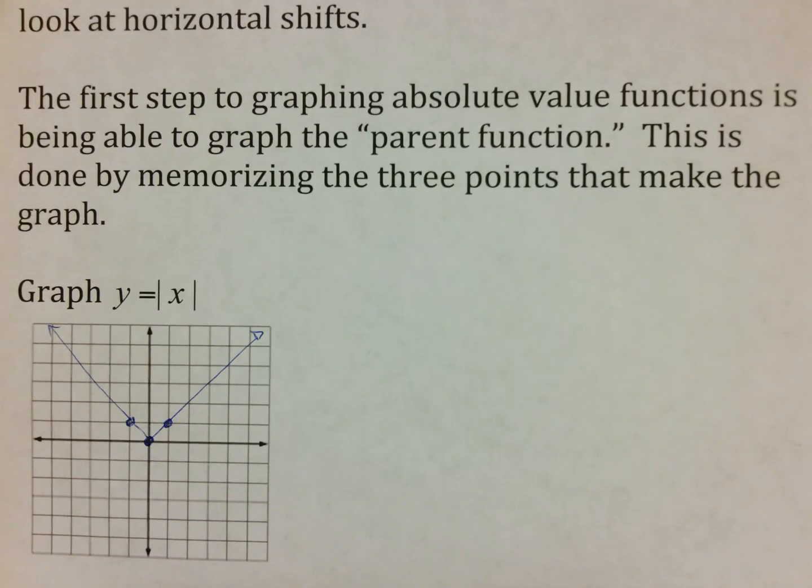So again, because there's nothing here, it starts at 0, 0. From that 0, 0, 1 over 1 up, 1 back, 1 up. That gives you the V that you need, and then you go from there.